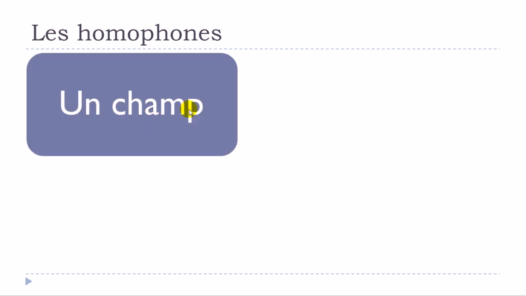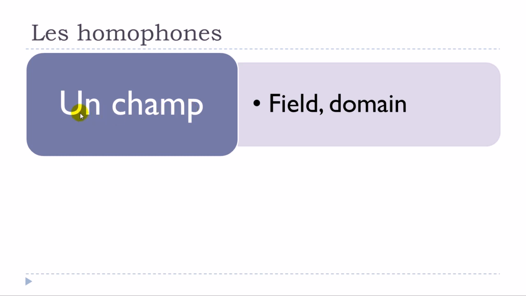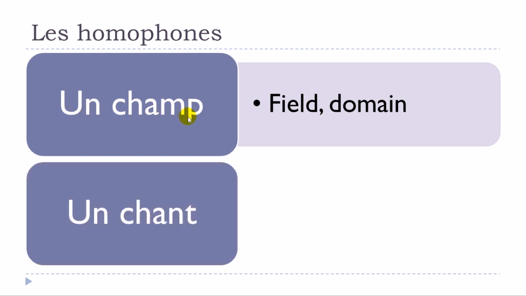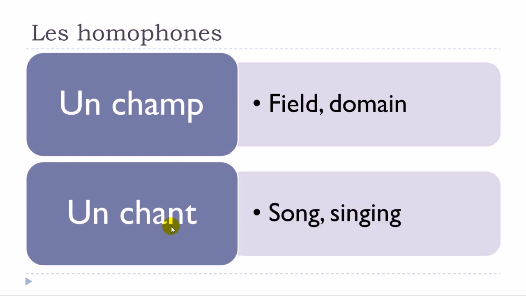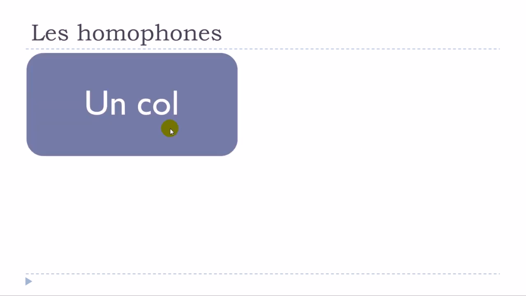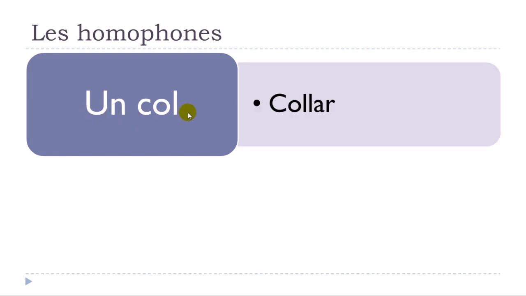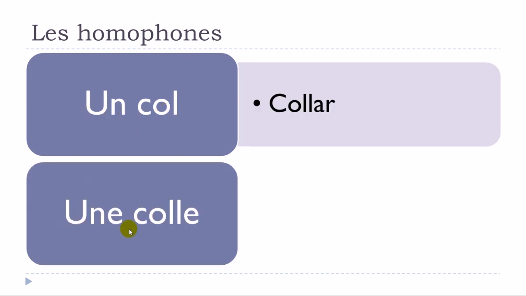Un champ, un champ. So here it's quite tricky because if you look carefully, well, of course you pronounce them the same way because that's the topic of this video, but then masculine in both cases. So un champ, un champ. Un col, un col. Une colle, une colle.